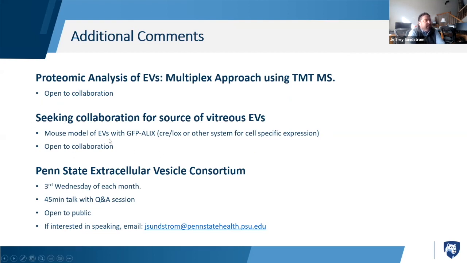Getting back to the role of vitreous EVs in retinal disease, one question our lab is struggling with is, where do all those EVs come from? Are they coming from plasma? Are they coming from various types of cells in the retina, ganglion cells, photoreceptors, RPE? So if anyone's aware of a Cre-lox system that has a GFP-tagged exosome marker, that would be a really powerful tool for us to collaborate with.